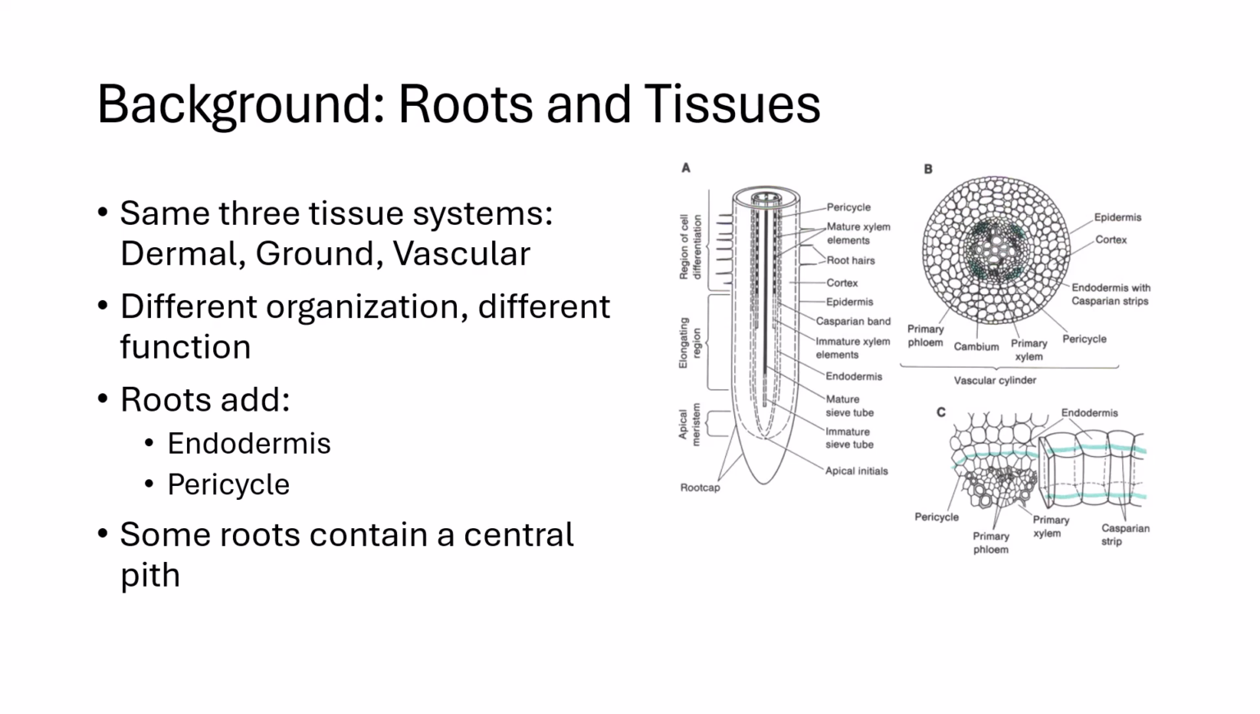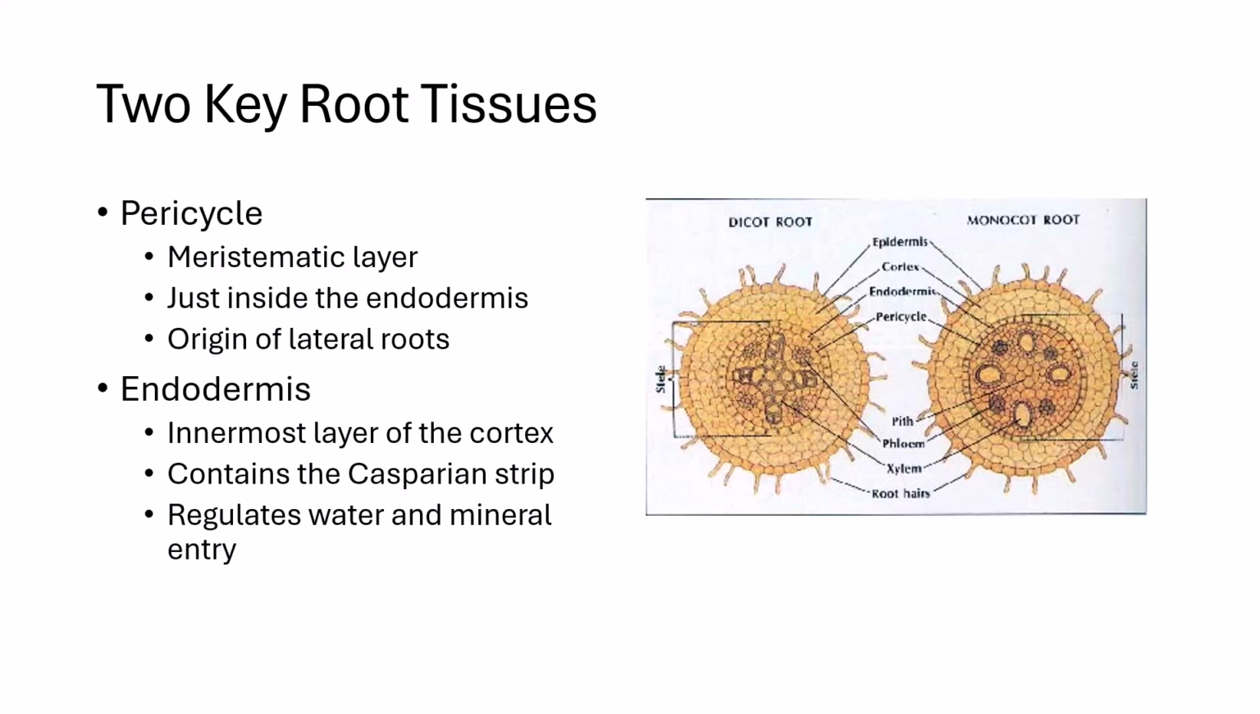Roots share many structural similarities with stems. They have an epidermis on the outside, ground tissue in the form of cortex, and vascular tissues, xylem and phloem, for transport. But roots also include specialized tissues that you don't see in quite the same way in stems, especially the endodermis and the pericycle. These tissues are critical for regulating what enters the vascular system and for forming lateral roots. In many monocot roots, you'll see a central pith made of parenchyma cells, which play a role in storage and internal support.